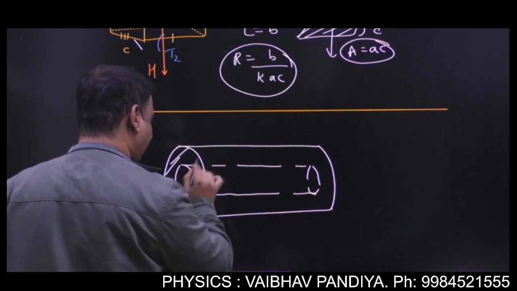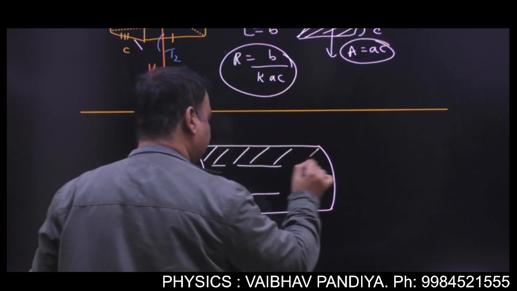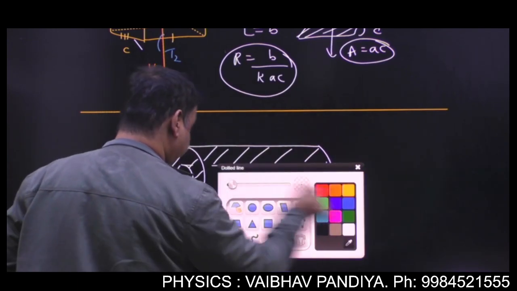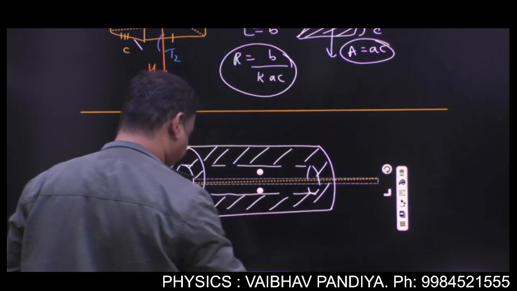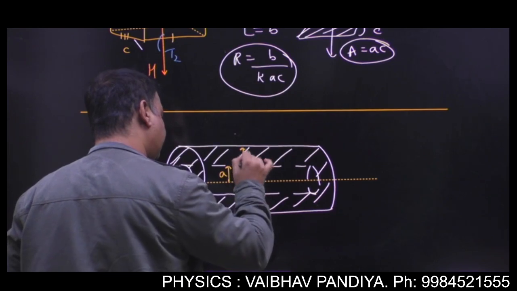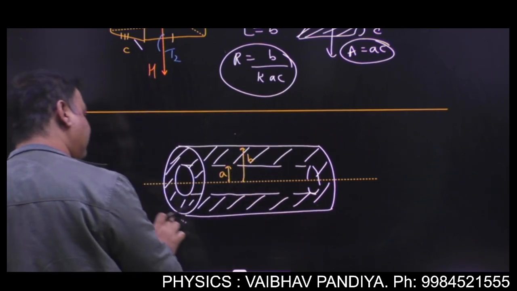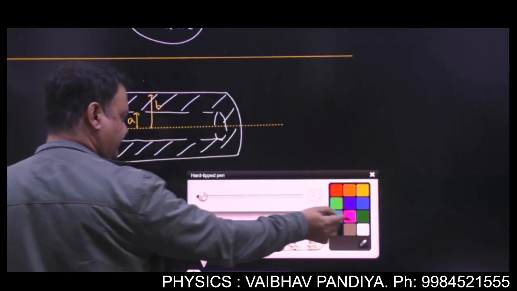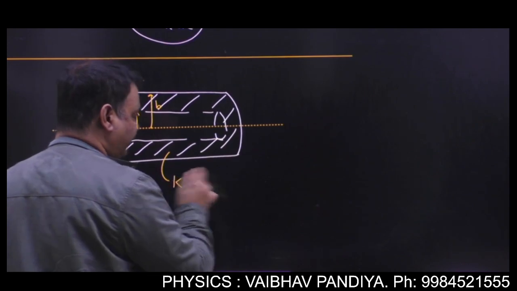And this is of some material, and say this is the axis, and this is the inner radius A, and this is the outer radius B. Now if I say simply find the resistance of this hollow cylinder, it makes no sense, isn't it? You have to define the surfaces.